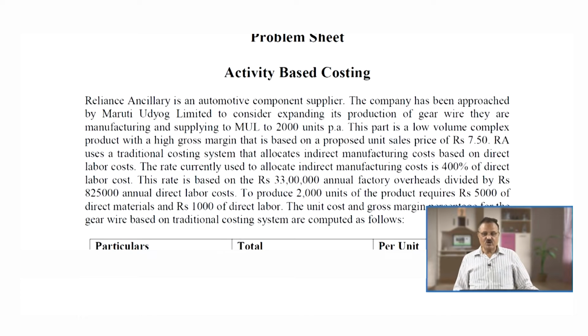That is the labor cost. What is the labor cost here? 8,25,000 is the annual labor cost. So, automatically the overheads are 4 times the annual labor cost.